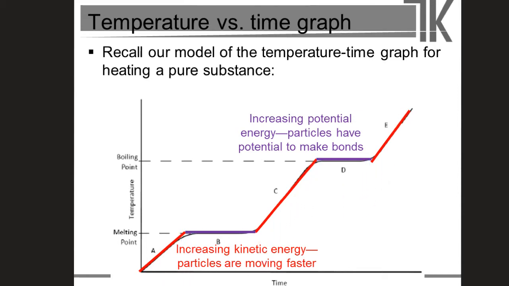So the last lesson we took a look at increasing the kinetic energy, or talking about the particles moving faster, and today we're just looking at increasing the potential energy, giving the particles the ability or the potential to make bonds. So we're breaking some bonds here and we're breaking some bonds there.